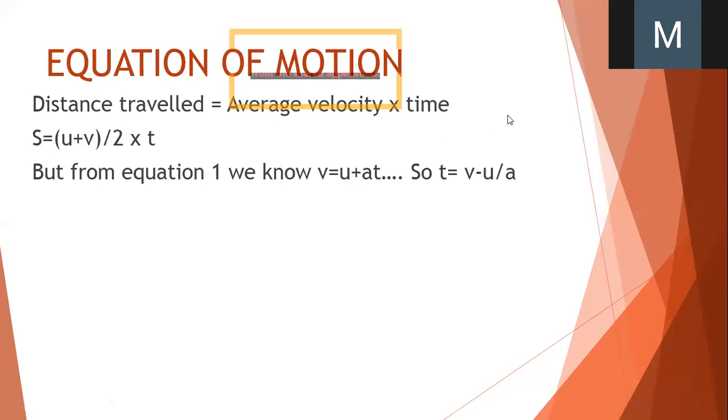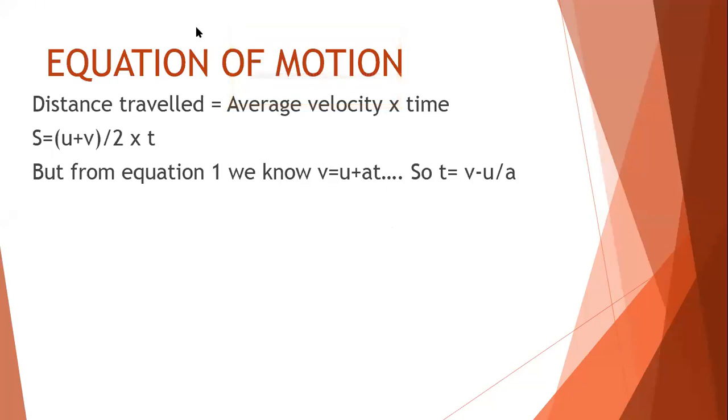Now I want to change the subject of the formula to t. So t is equal to this: U will go on the other side, it will become minus, so it becomes V minus U, and this a, which is in multiplication, will go in division. So what will we get for t? t will be V minus U upon a. This will be our value for t, V minus U upon a. So this is our expression for t.